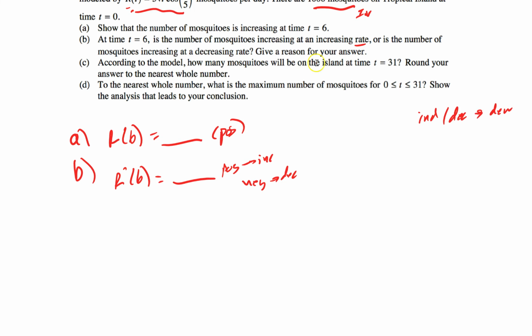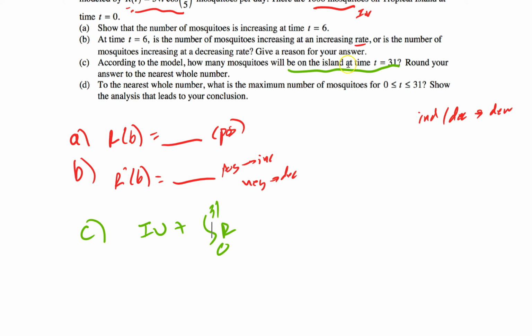According to the model, how many mosquitoes will be on the island at time 31? So here's the key thing with this one. Notice how many mosquitoes will be on the island at time 31? That's a total amount of mosquitoes. So my equation for that one is going to be the initial value plus the integral of my mosquitoes from 0 to 31.